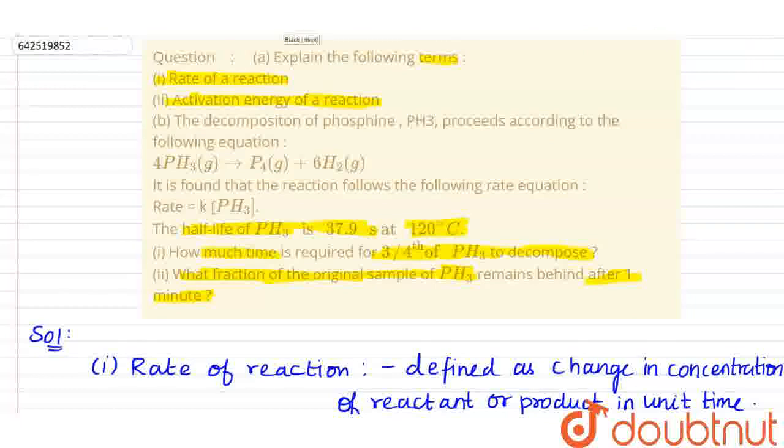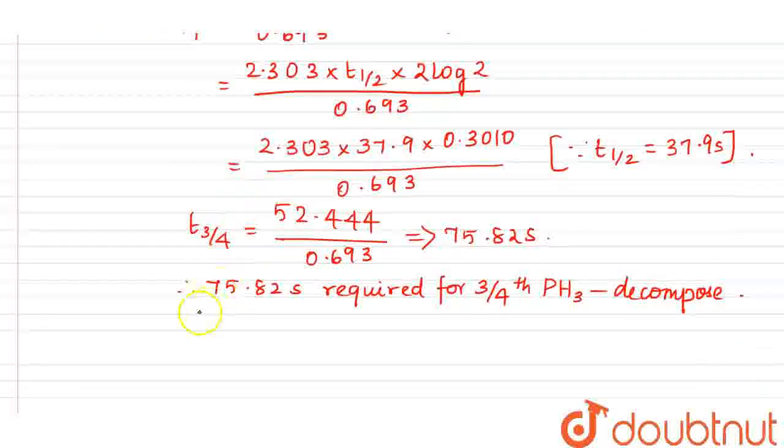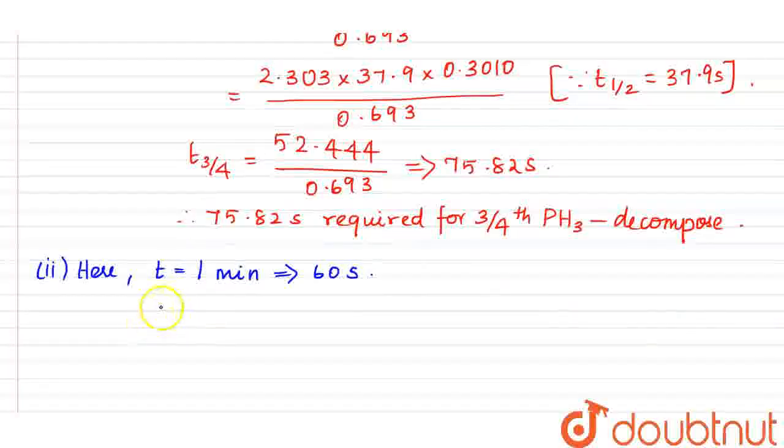And then, what fraction of the original sample of phosphine remains behind after 1 minute? So we have to find out after 1 minute. Let me write here. T, the time, is equal to 1 minute. So that will be 60 seconds, if we convert it into seconds. Then the half-life I have already been given, that is 37.9 seconds.